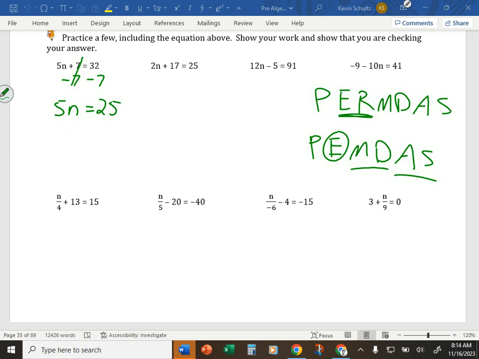We need to get through this first. We are still only halfway through solving this because we have not yet solved for n. We've subtracted 7.